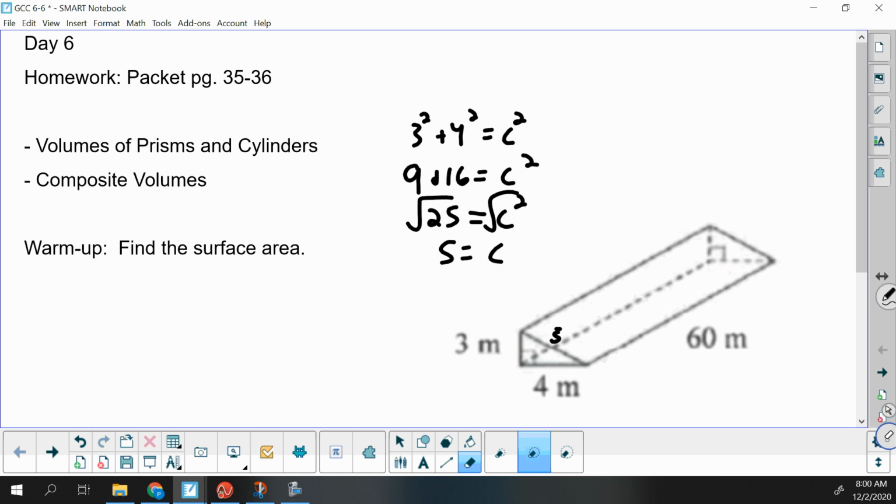So you've got to find the area of all your faces, add them all up, see what that gives you, and that's your surface area. So go ahead and pause the video now and take a minute to do the warm-up. When you hit play, it'll ask you for your answer to the warm-up.